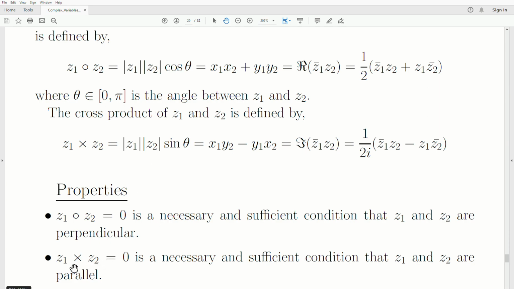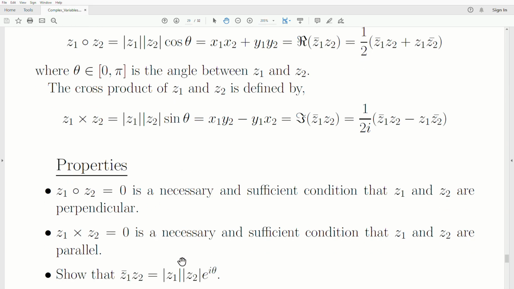And property 2, Z1 cross Z2 is 0, and that's a necessary and sufficient condition that Z1 and Z2 are parallel. And you can kind of see that here, since the modulus of Z1 and modulus of Z2 are always positive. The only way for this to be 0 is if the angle is either 0 or pi, which of course means that the two vectors are parallel.